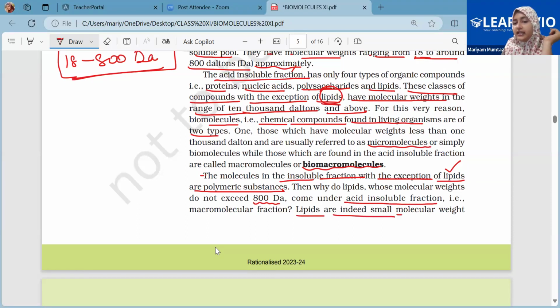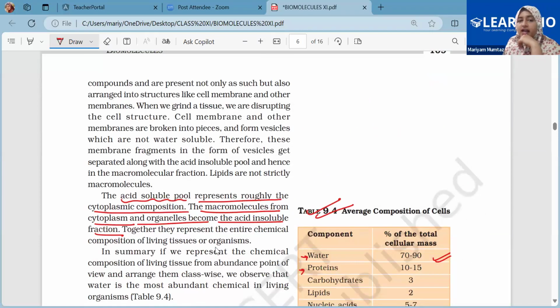Lipids are indeed small molecular weight compounds and are present not only as such but also arranged into structures like cell membrane and other membranes. When we grind a tissue, we are disrupting the cell structure. Cell membrane and other membranes are broken into pieces and form vesicles and are not water soluble. So since the lipid comes in the acid insoluble food, that is why it has been kept in the biomacromolecule. But again, remember that they are not strictly macromolecule because their size or their molecular weight is very small.